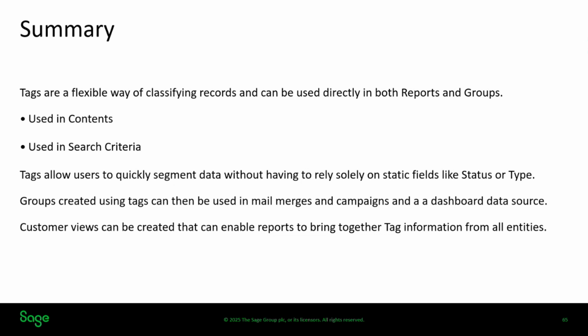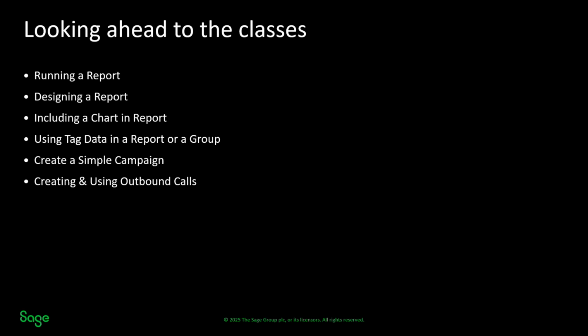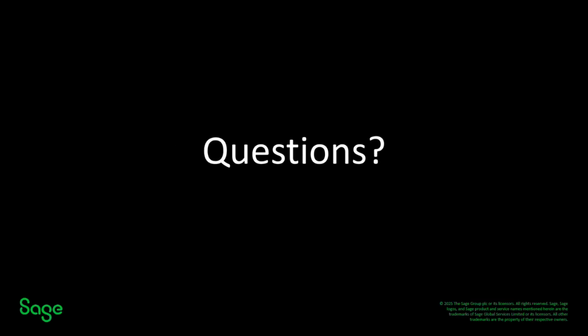Now we've come to the end of today's short lesson. We're going to be building on this information again, the group information that we've been looking at. We're going to think about creation of a simple marketing campaign in the next lesson, and then also look at the idea of using outbound calls as well. But before we move on to those and away from simple report definition, I wonder if anyone has any questions.